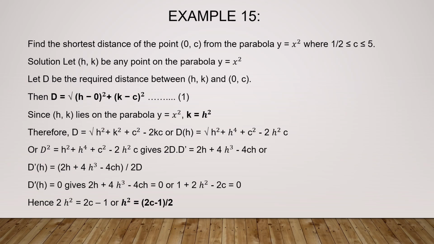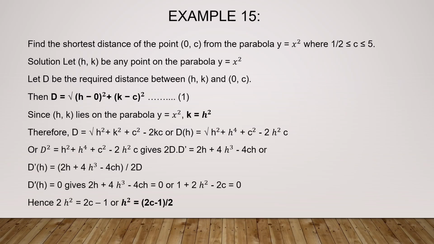You know the distance formula. Distance is equal to the square root of the difference of x coordinates squared plus the difference of y coordinates squared. So d = √((h − 0)² + (k − c)²). Now our point (h, k) lies on the parabola, so it satisfies the equation y = x². The y coordinate is k, the x coordinate is h. So k = h².